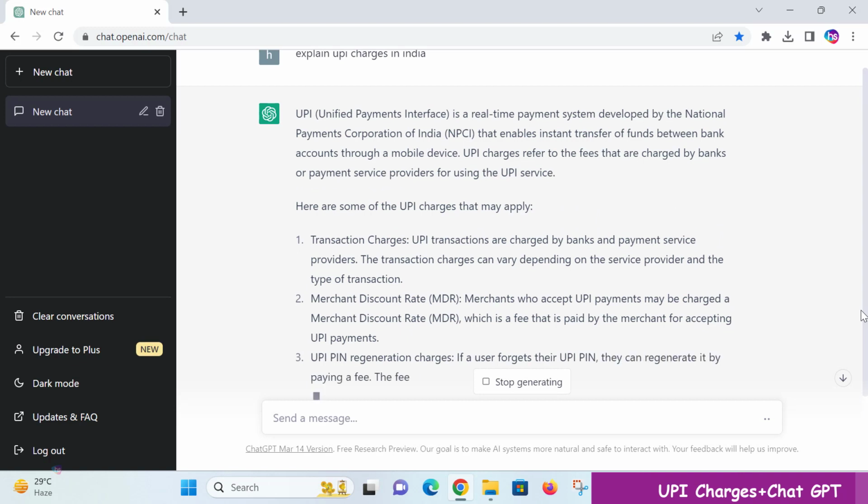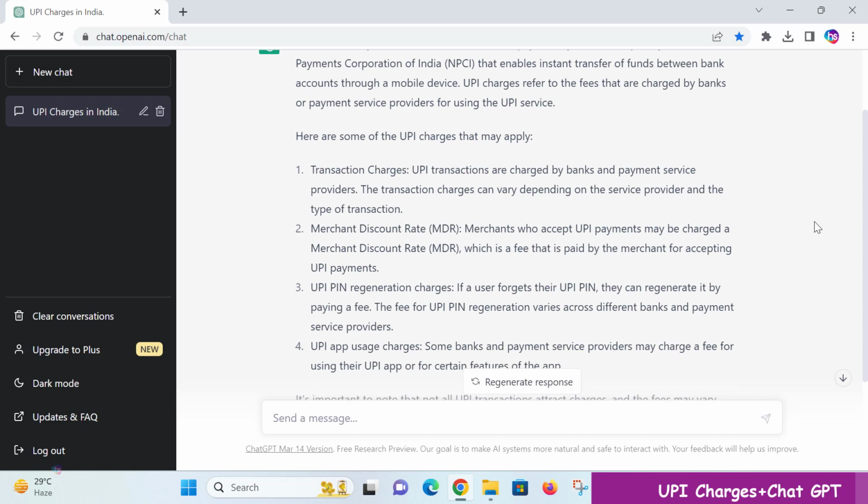What information is ChatGPT going to support for us? We would like to know. UPI is nothing but Unified Payments Interface, which is the real-time payment system developed by the National Payments Corporation of India (NPCI) that enables instant transfer of funds between banks through mobile devices using the UPI payment gateway. UPI charges refer to the fees that are charged by banks or payment service providers for using UPI services. Let's see what these services are and how it would be.